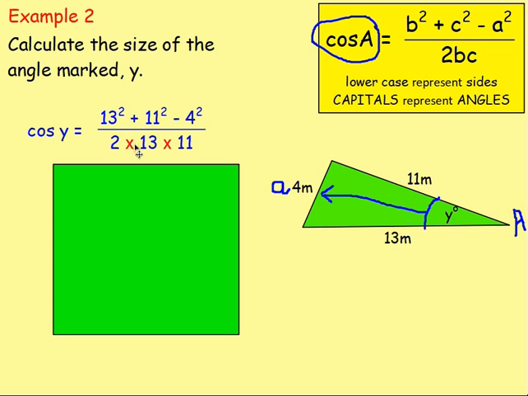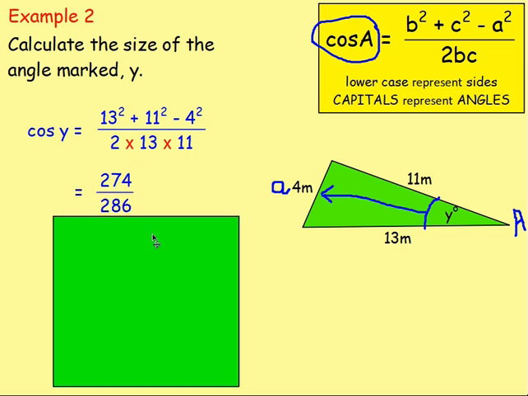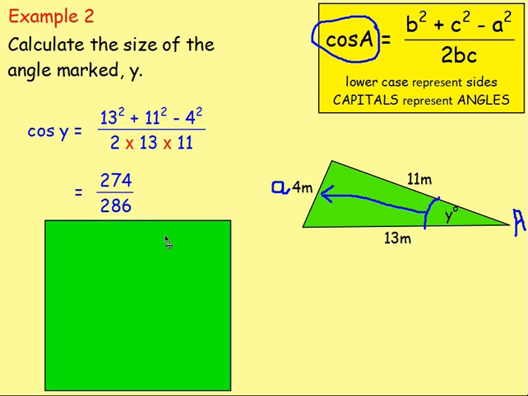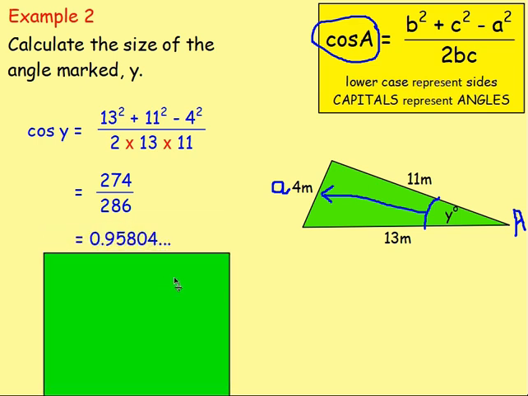From there, work out the top row. And you end up with 274. And for the bottom row, you end up with 286. If you work that out in the calculator and put it as a decimal, we're just going to keep quite a few decimal places because it's not our final answer. So you get 0.95804. But that's what cos Y is. We don't want cos Y, we just want Y.